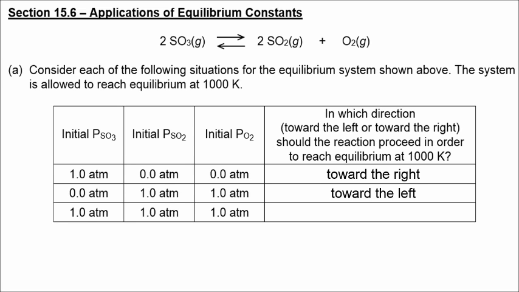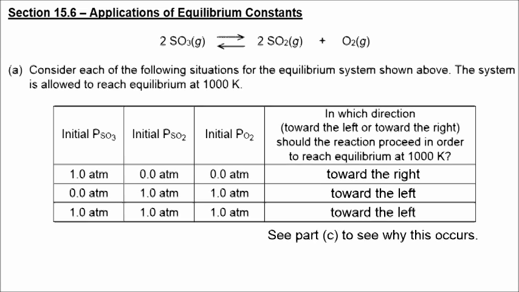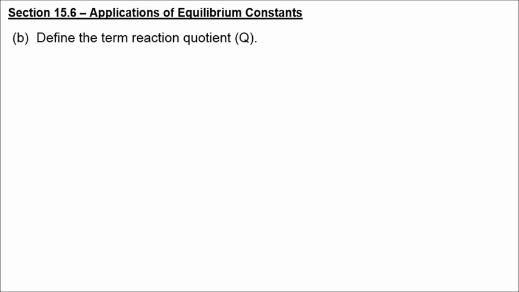Now in the next example, we have one atmosphere of all three gases. It turns out that that's going to go toward the left, but that's not obvious. So we'll have to wait until part C to see why this occurs. All right, on to part B, define the term reaction quotient.